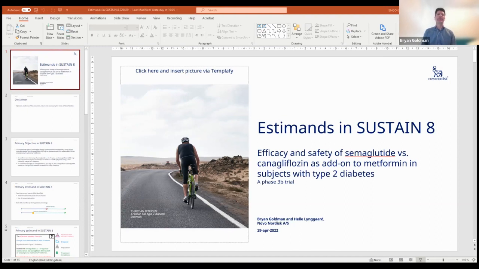But just to start things off, and I think it ties in with the last question regarding when do we need to work Estimands into a trial, the way that the process works for us at Novo is that it's very much considered an integral part of the protocol at this point.